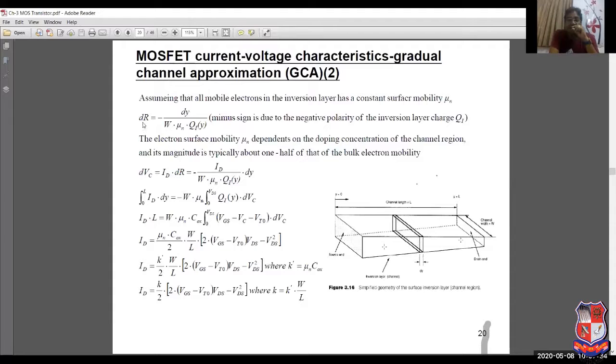So the change in resistor dR is minus dy into width into mobility of electron into charge in that particular case. So this is the total change in resistance with reference to change in the channel length. So dy, an incremental variation in y, will cause an incremental variation in the resistance dR. Now we have the term dR, the variation in resistance with reference to variation in the channel. So you can see that voltage is equal to current into the resistance.